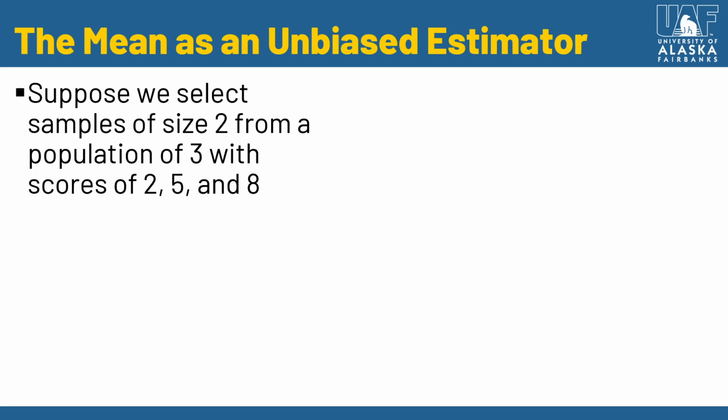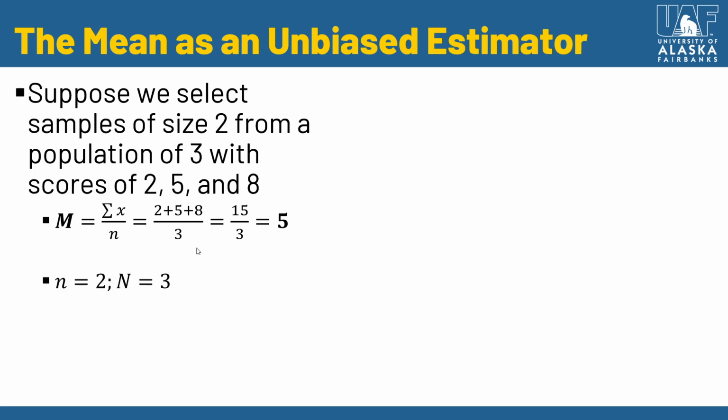So to depict this with an example, suppose we have a population of 3 scores, 2, 5, and 8, and we want to select samples of size 2. So we're doing it very simply here. If we calculate an overall mean for 2, 5, and 8, the overall mean is 5. And now we want to select samples of size 2, or n equals 2, from a population of size 3.